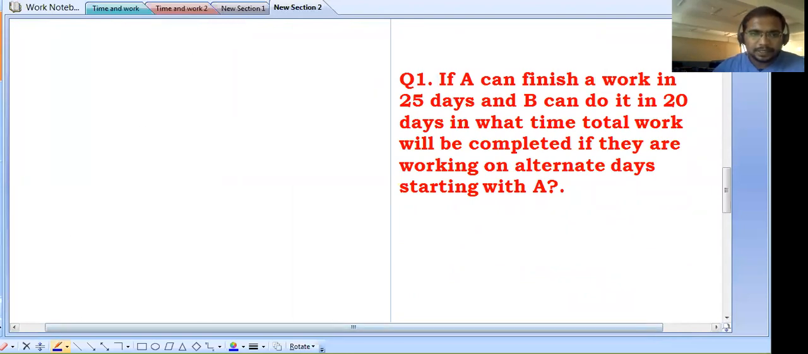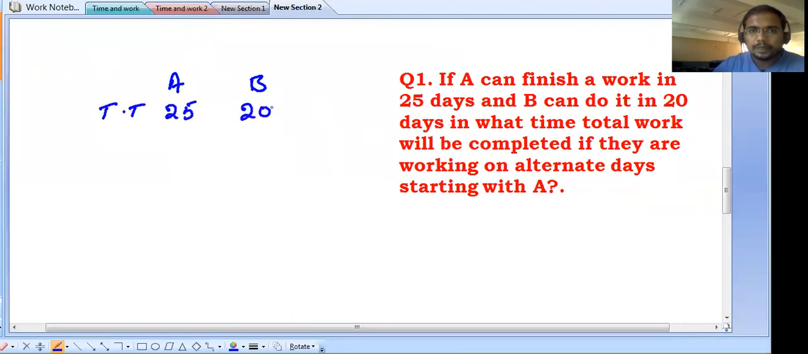What is this efficiency method? That is the LCM method. A, B. The time taken by A and B is 25 and 20 days. Take the LCM, 100. That means 100 units is the total work.